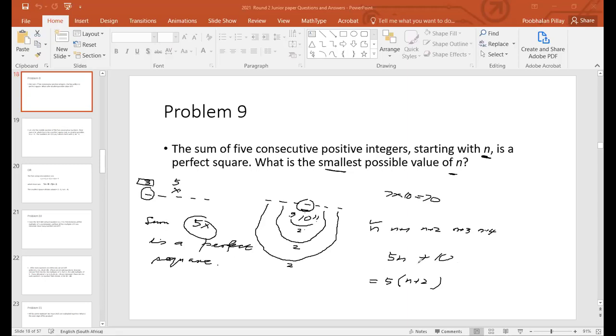But this is the only place where some algebra comes in. You take out the 5 as a common factor, right? You want this to be a perfect square, but at the same time, you want n to be as small as possible. So you got 5 times something is a perfect square. So this thing here will have to be 5, as we argued earlier on. That's the smallest possible value that you can give to this thing.